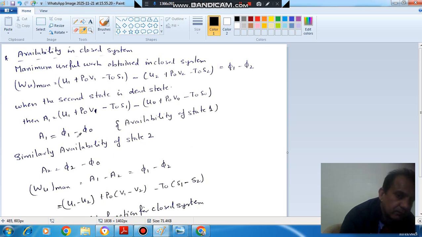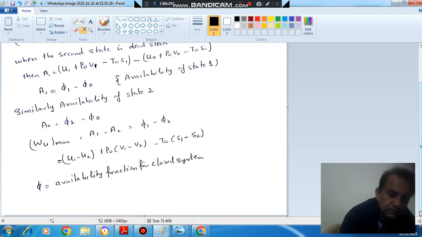So that is your availability of state 1, with suffix 1, and with suffix 2, the availability of state 2 will be phi 2 minus phi 0. So the maximum useful work will be a1 minus a2, or phi 1 minus phi 2, which is this quantity. So the maximum useful work is the change in availability or availability function. Availability is how much work can be got from the system before going to the dead state. That is availability.